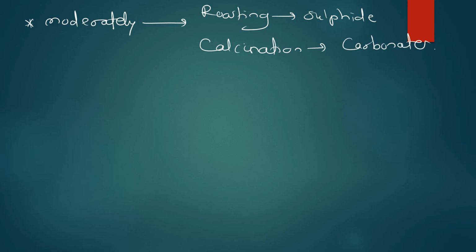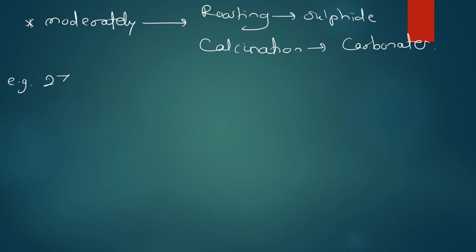For the moderately reactive ones, we take the example of ZnS, zinc sulfide. As we are using the sulfide, we will follow the roasting method. So what is the roasting method? Roasting is when you heat the sulfide in the presence of oxygen.